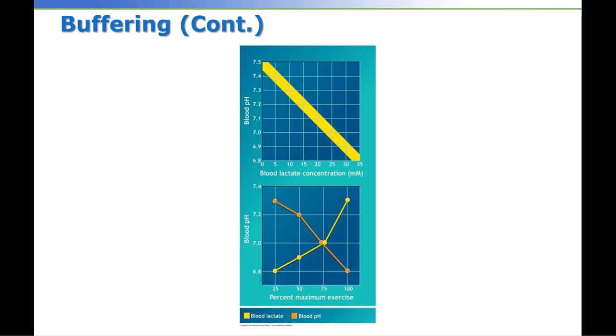Then on the bottom, percent max exercise, you have blood pH. Really, as percent max exercise goes up, the blood lactate rises. That's the yellow line. The blood lactate rises as the exercise goes up, obviously, because lactate increases relative to percent max exercise. And as that's going up, your blood pH drops because it becomes more acidic.